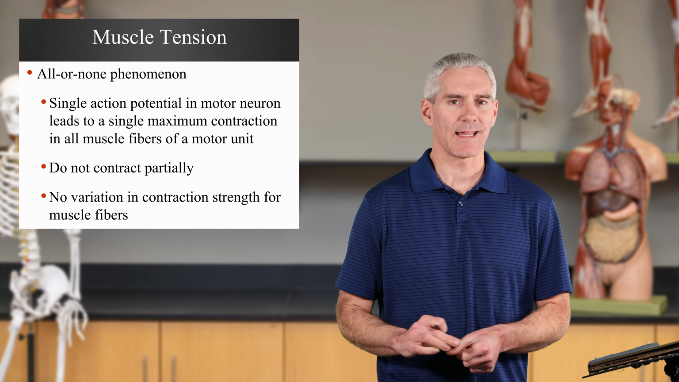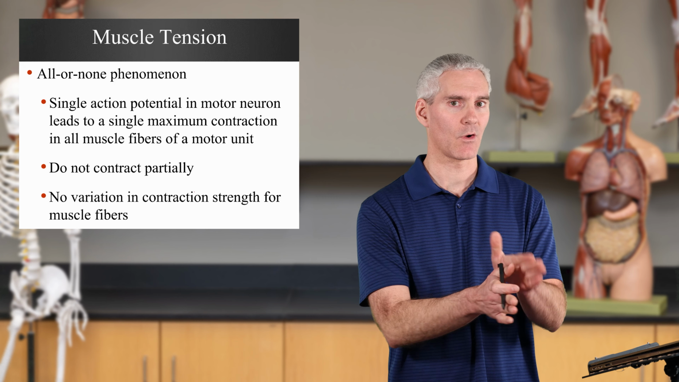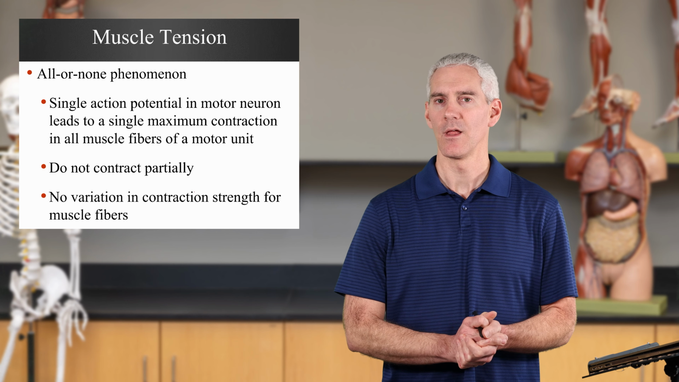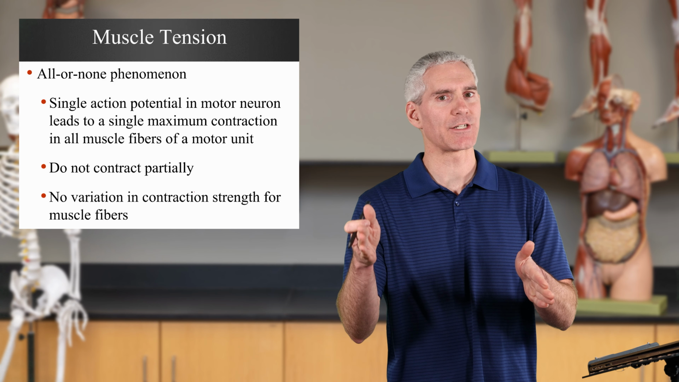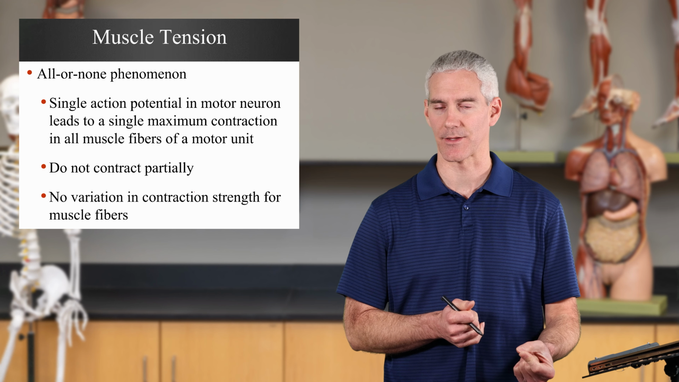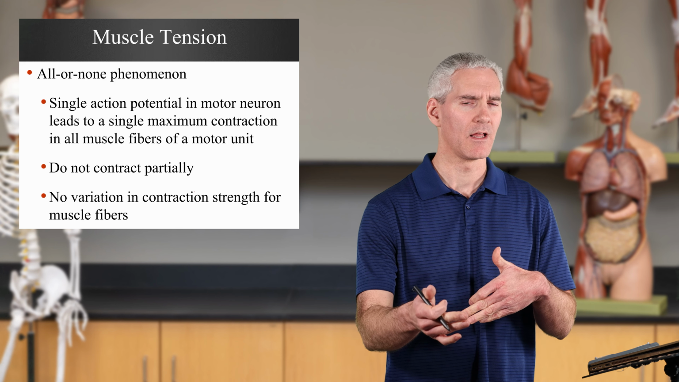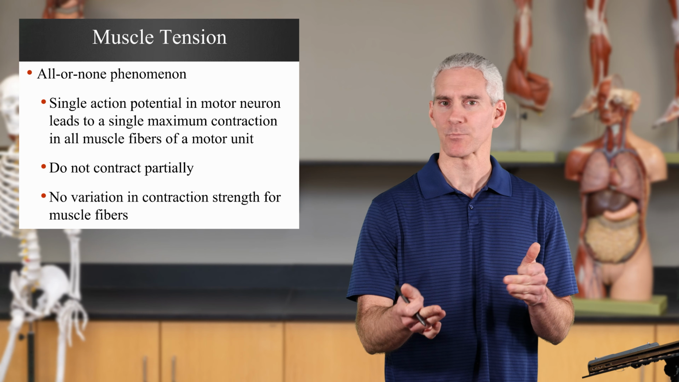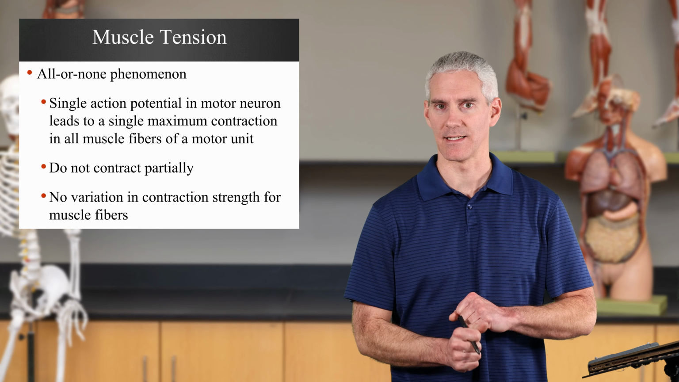So you can't say it contracts partially. Either that muscle fiber contracts or it doesn't contract. So a motor unit fires, every muscle fiber attached to that motor unit will also fire at the same strength. They all contract. There's no half or partial. Was it a strong or weak signal? Just either contract or not. Think on, off, done. That's it, on, off.